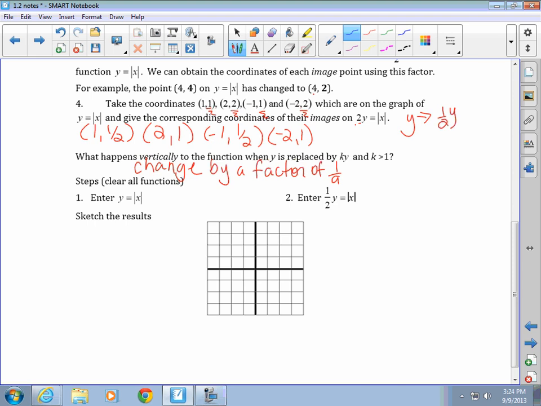Okay, next one. Same thing, absolute value graph. So your initial graph is just those 1, 1, 2, 2, 3, 3, and then on the negatives as well. Because we took our 2 from our equation. Our equation was 2y. So when we used it, we actually used it as a 1/2 value.